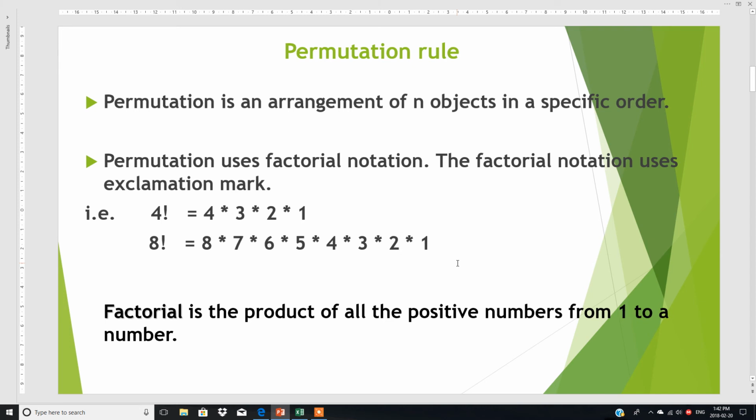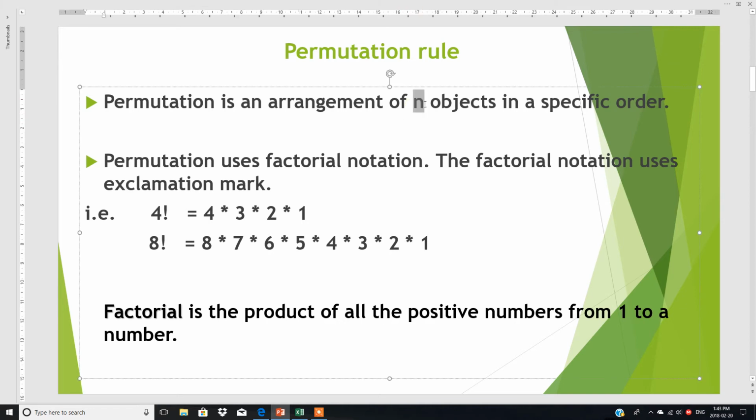In this lesson, I will explain to you about permutation, what is permutation, what formula we will use in order to find out the permutation, and the most important thing is how we can use Microsoft Excel in order to find out the permutation. So we will start with the definition. Permutation is an arrangement of n objects.